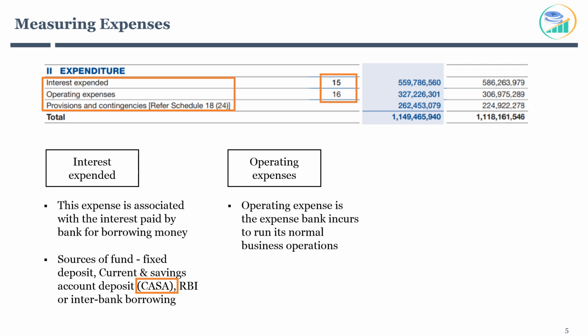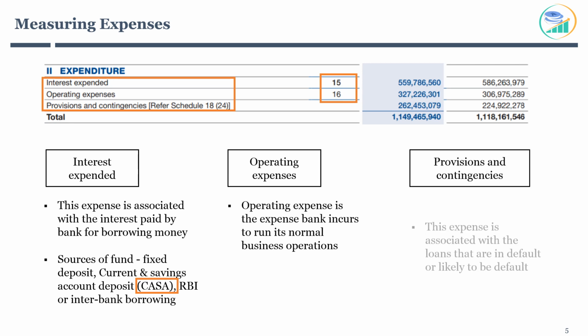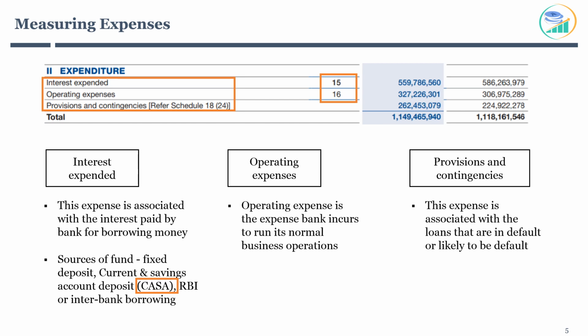The next important line item is provisions and contingencies. This expense is associated with the loans that are in default or likely to default. Provisions and contingencies are a very important expense line to review for a bank. Let's review Schedule 24 to understand the details.